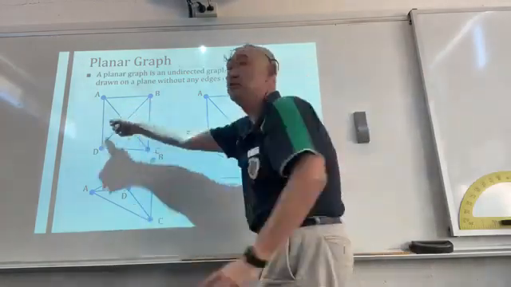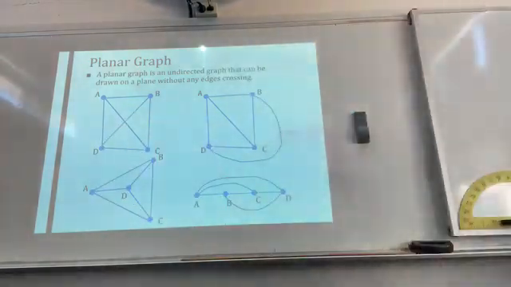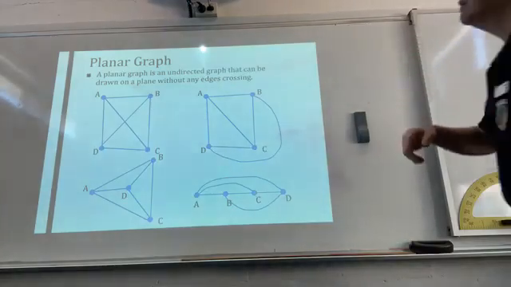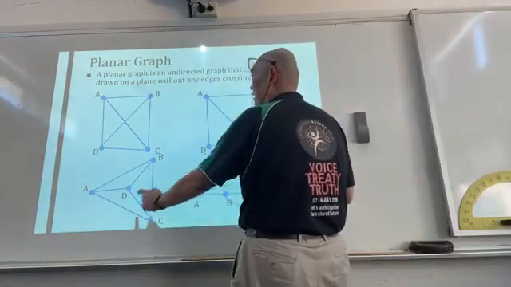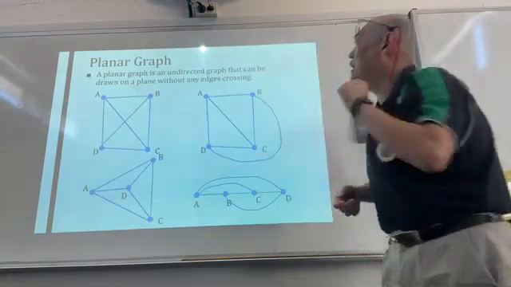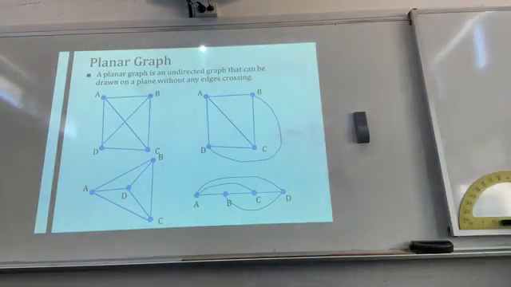The difference between this and this: in this one, there's no line crossing. The ones without line crossing are called planar graphs. All these three are planar graphs. A planar graph is an undirected graph that can be drawn on a plane without any edges crossing. That is what you really need to know.